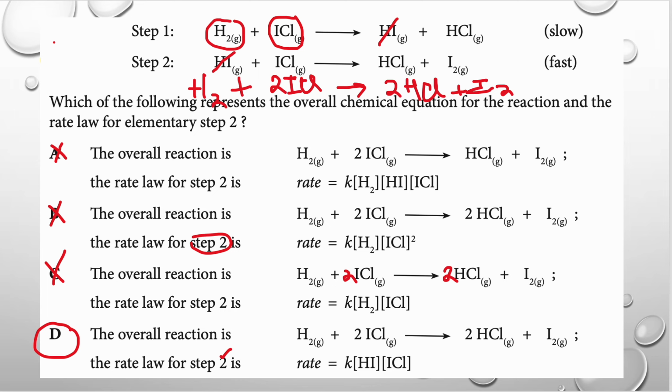Just make sure that you're canceling out the correct things from opposite sides, and you are reading the correct rate law depending on which step you are being asked about.